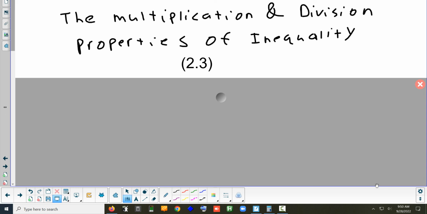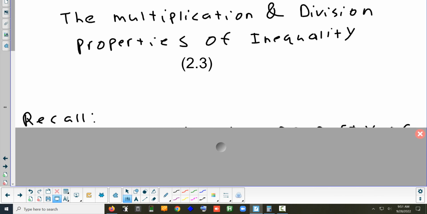All right, so the last section we're going to look at is 2.3. This covers the two other operations we can do with inequalities. In homework, you looked at adding a number to both sides, and then subtracting a number from both sides. Today, we're going to do multiplication and division. But first, let's remember what the multiplication property means when we do it with an equation, because it's going to be very similar with an inequality.